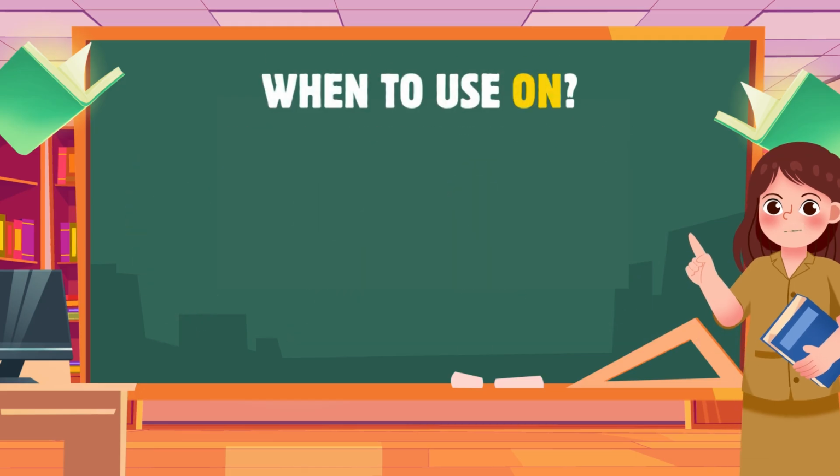When to use "on"? Remember how we use "in" for big periods of time like whole months or years? Yes, we use "on" when the time gets smaller and more exact. "On" is for calendar days or specific dates.